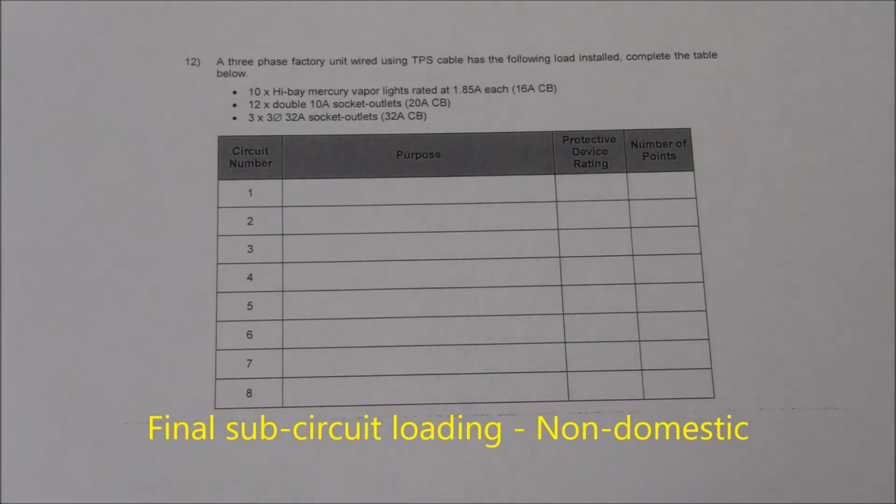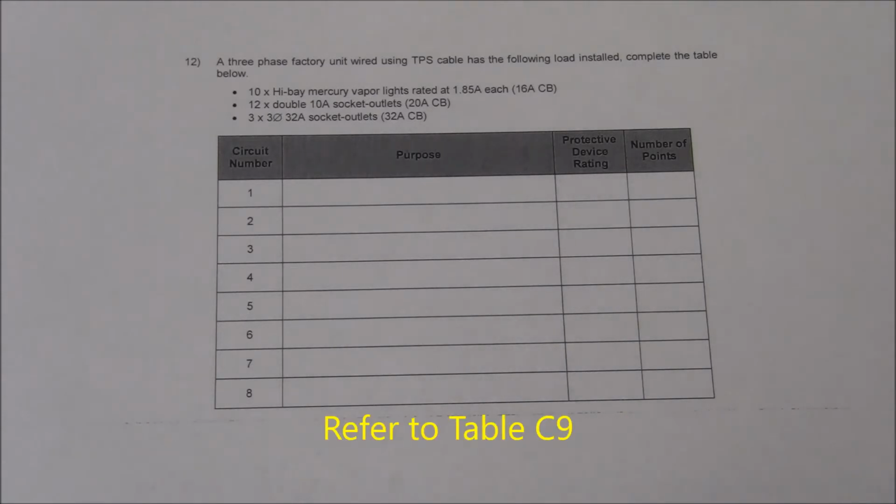The next exercise in your book has an example of a three-phase factory unit that needs to have the number of final sub-circuits allocated to it. Our primary reference will be table C9 for this one. Same as in the previous task, we'll be establishing the correct number of circuit breakers for final sub-circuits for this particular installation. Let's begin with the lights.